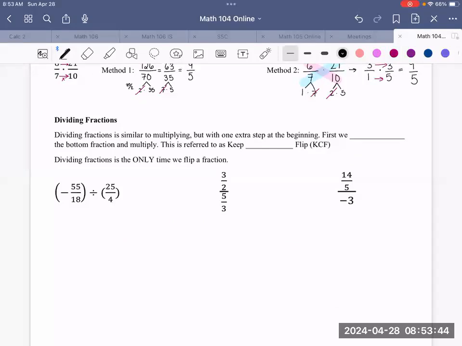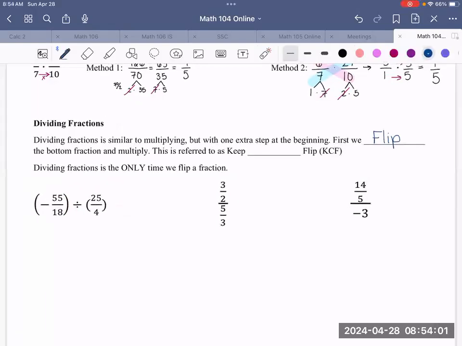First, we flip your fraction. It's always the bottom fraction that you're going to flip, or, if you're writing it like here, it's always going to be the fraction to the right. This is referred to as keep, change, flip. Dividing fractions is the only time that we flip a fraction.